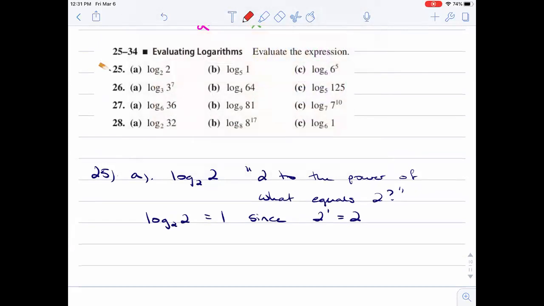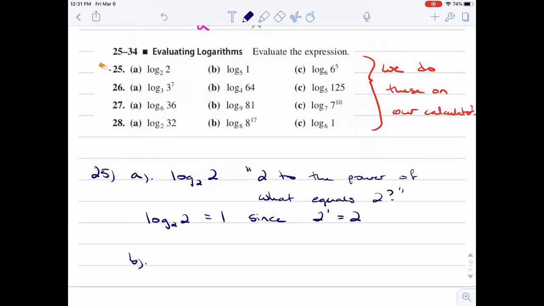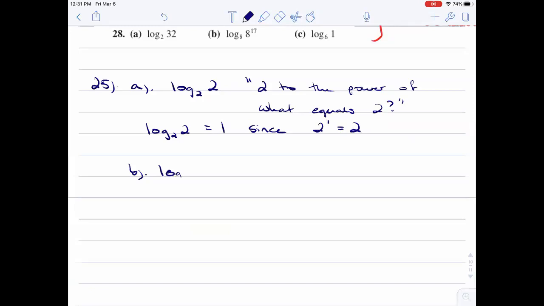I'll put a big red note next to all these calculations. We do these on our calculator, so they're not something that you need to do. I'm just showing you how it works. What if we go to part B, log base 5 of 1? Well, 5 to the power of what equals 1? Well, 5 to the power of 0 is 1. Anything to the power of 0 is 1. And so that's going to be, oh, I almost did it again, 0, since 5 to the power of 0 equals 1.